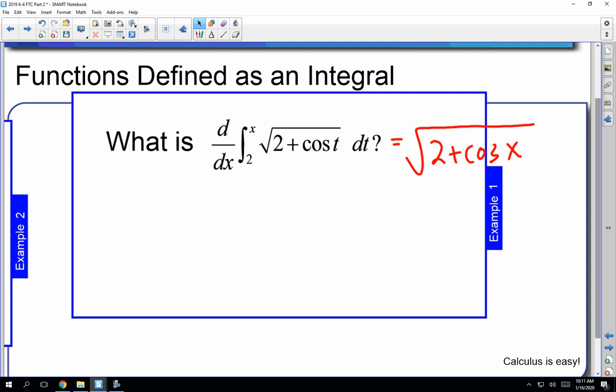So what do you do with the integral? What's that? What do you do with the integral? I'm getting there.